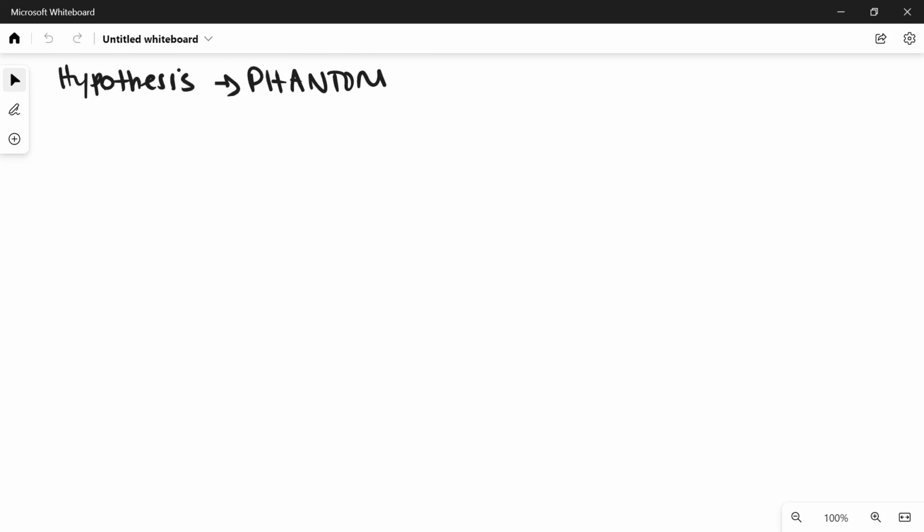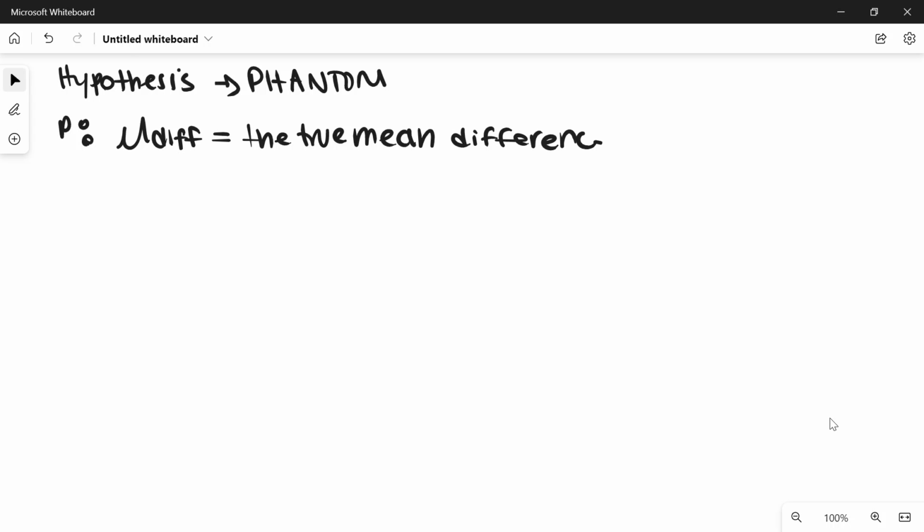Okay, so hypotheses, PHANTOM. We'll start with the P. So again, P stands for parameter. The parameter that we're trying to estimate is mu diff, the mean difference. And this is the true mean difference in distance traveled by gummy bears.